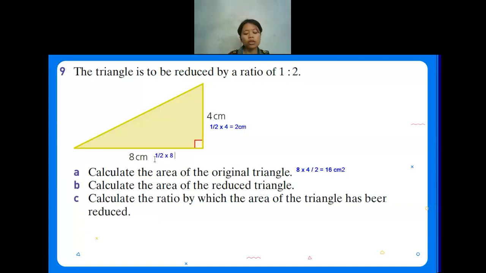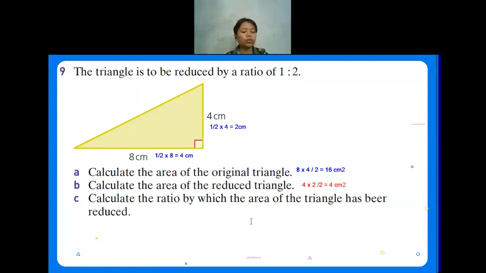And then for the other one, we do 1 over 2 times 8, which equals 4 centimeter. So the area is 4 times 2 divided by 2, which is equals to 4 centimeter squared.